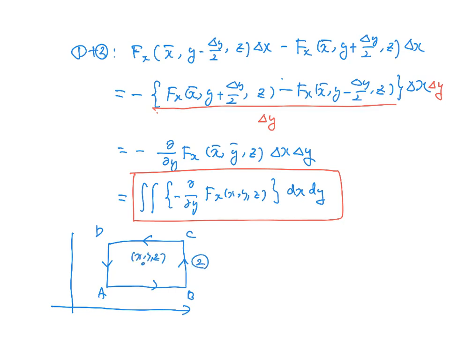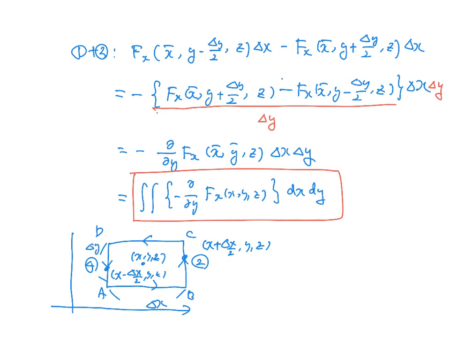So this is 2 and this is 4, right? At this point is x plus delta x over 2, y, z. This point is x minus delta x over 2, y, z, delta x, delta y.